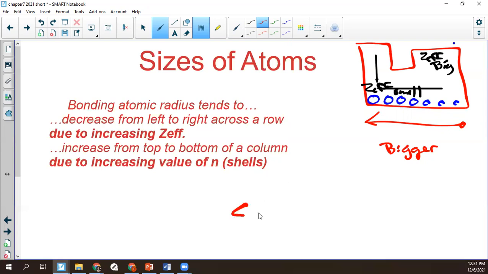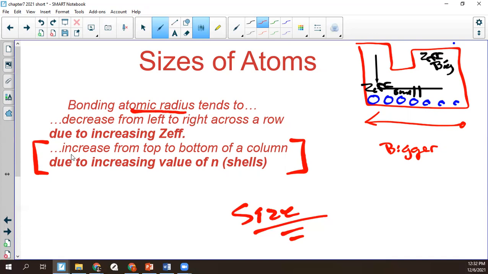One of them is the size. Now, there's two parts to this because the periodic table isn't just one 120-box flat line. There's also up and downs, right? So the arrow points down as well. This one's usually not hard. The size of the atom, the atomic radius, tends to increase from the top to the bottom. And that is because we're adding shells. And that is really it.